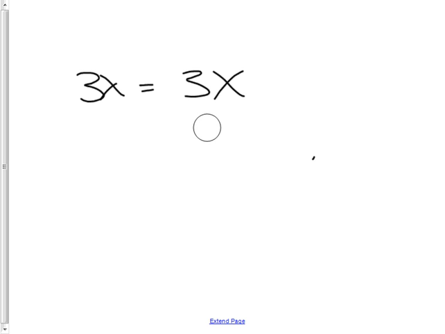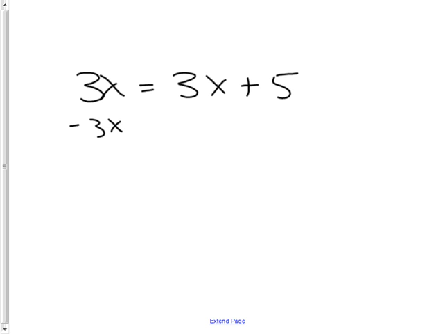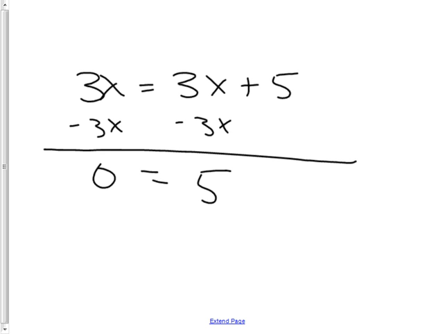Now, are there some situations where 3x would equal 3? Yes. If x is what? 1. x equals 1. That's only got one solution. Okay? Now let's try one of those kinds that has no solutions ever. That's like saying 3x is equal to 3x plus 5. You can't find a number that could work for this. How do I know that? I'm going to just use my rules. I can do this. I get 0 equals 5.